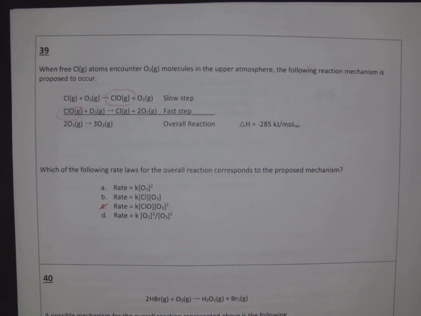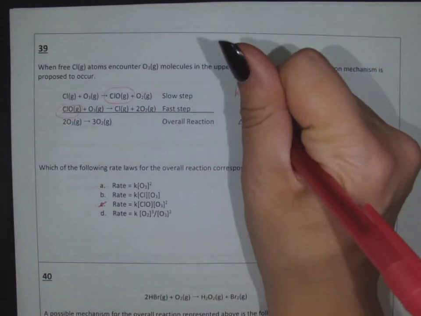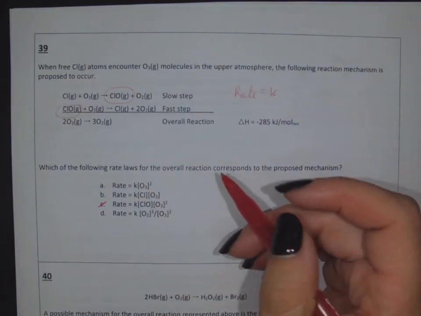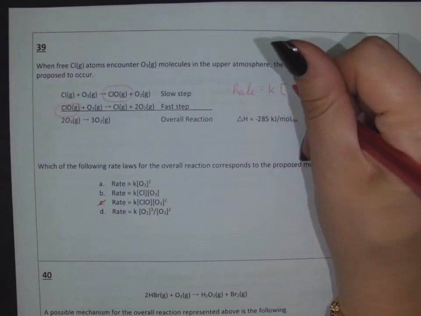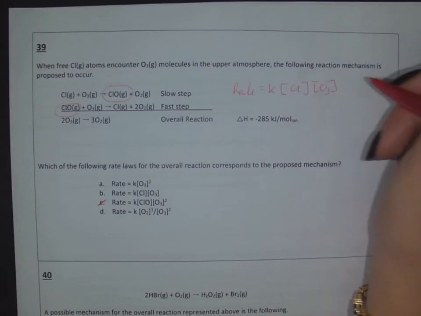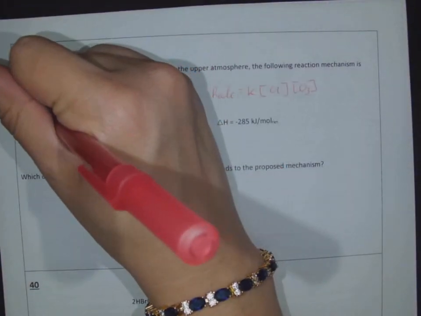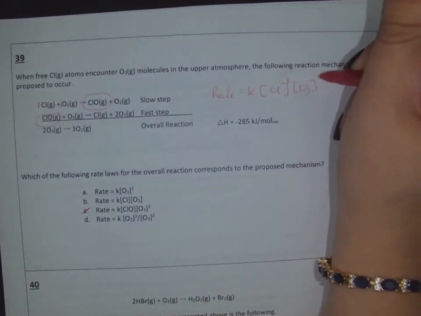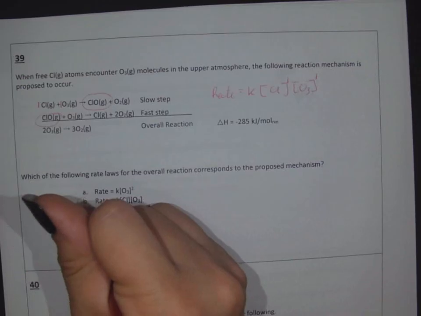Then after you do that, you need to find the slow step, and you're going to write the rate law of the slow step. Rate laws only consider the reactants, not the products. Whatever the coefficients are, that's their orders. Both of these had coefficients of 1, so both have orders of 1. So the correct answer is B.